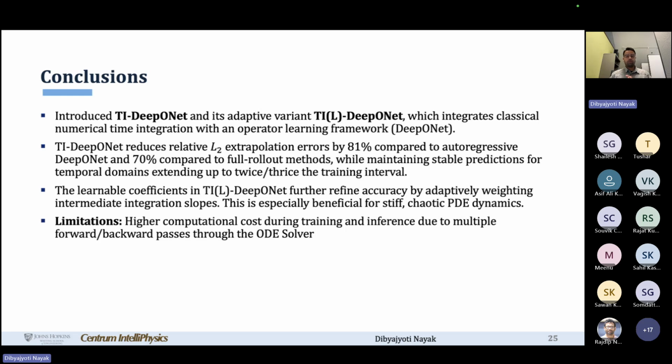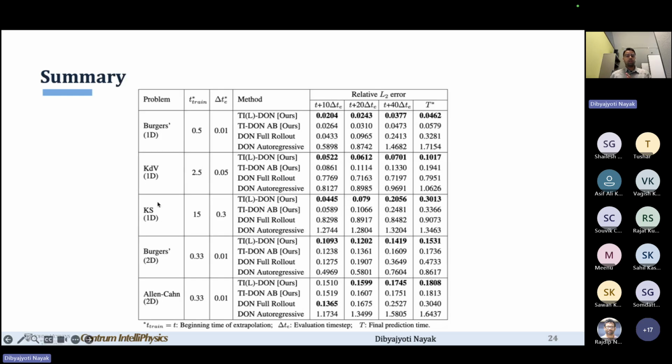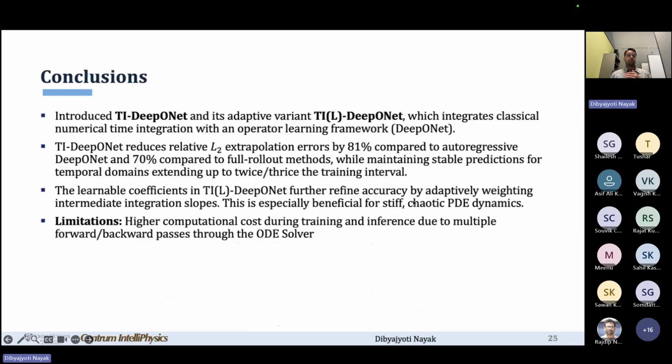And one thing to note is that the difference between the TIL and the TI was observed to be quite significant in the 1D Kuramoto-Sivashinsky equation. So recall the 1D case PDE was a chaotic PDE, right? And for a longer time period, we could observe the benefits of using an adaptive variant. As you can see, there's quite a significant difference between the relative L2 errors observed between the fixed variant and the adaptive variant of the TI-based framework.